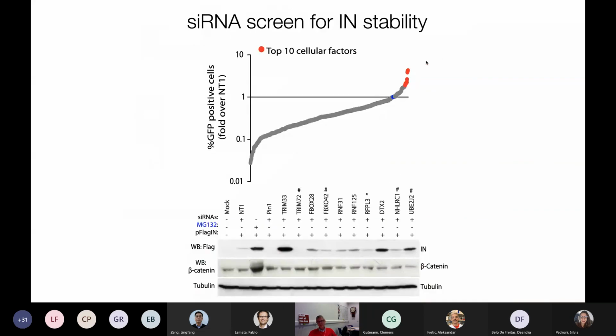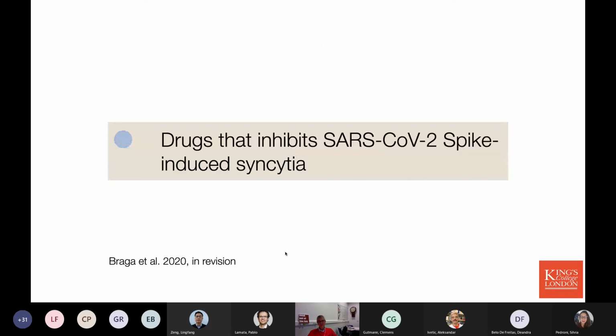And again, what we found was a factor called TRIM33 that we then studied and discovered that it is a potent degrader of integrase. So if you knock it down, basically you stabilize integrase for its activity. And the final screening is a screening that we performed here during the lockdown.